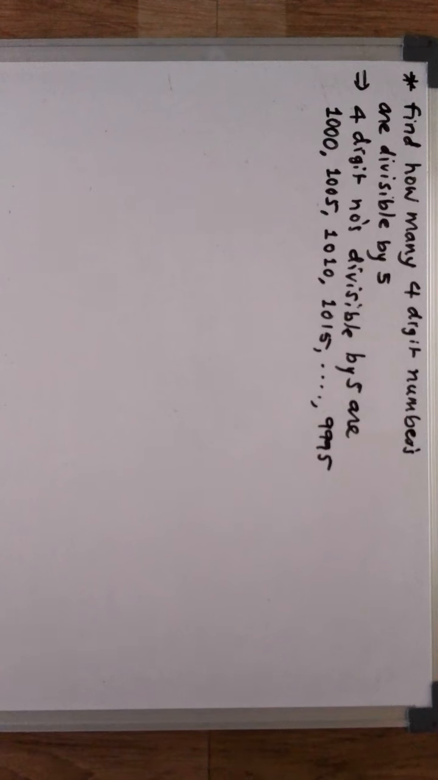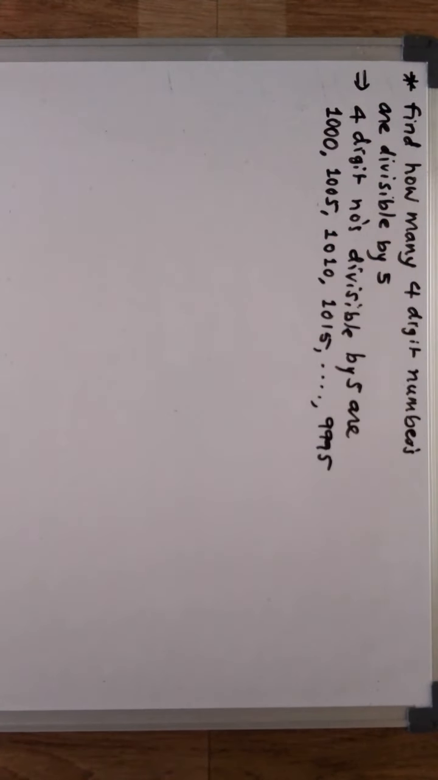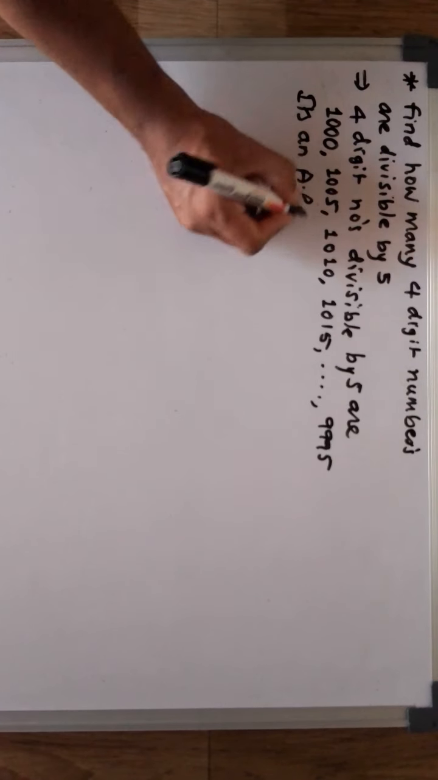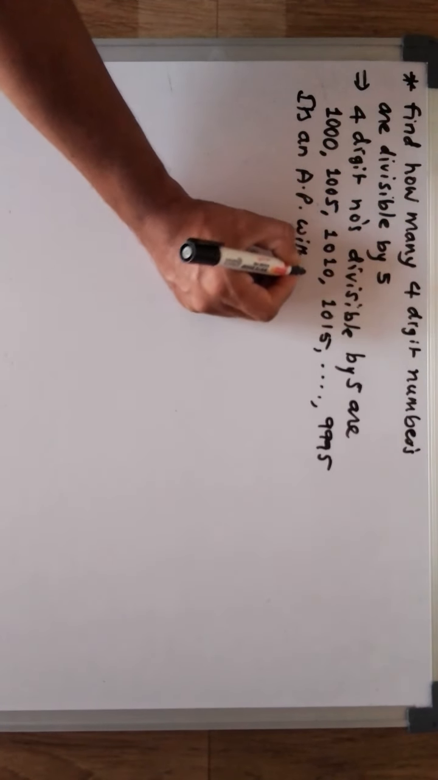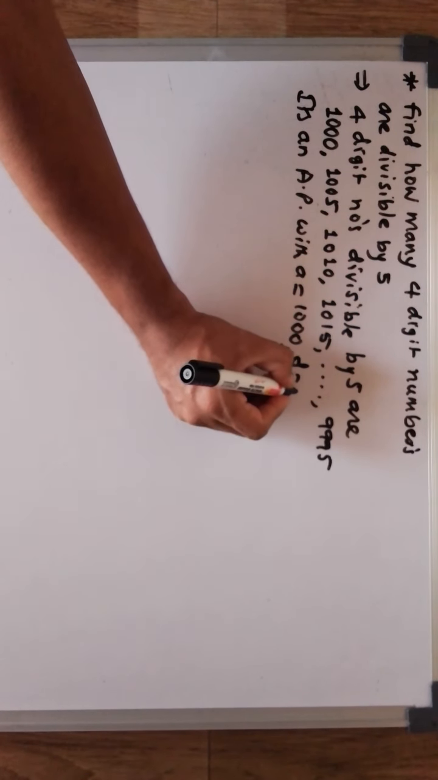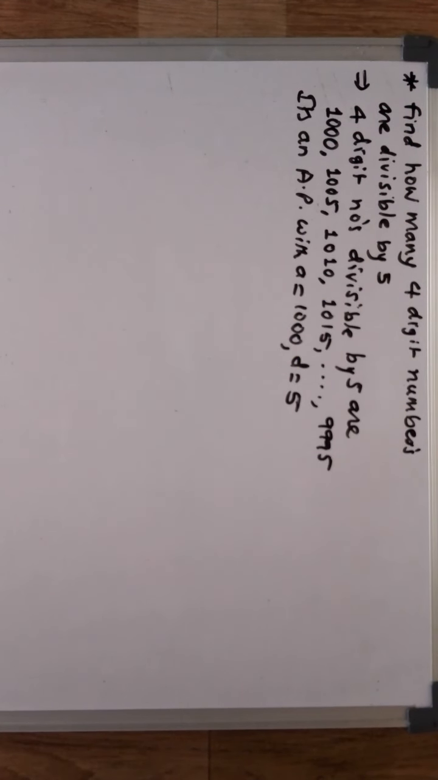Okay. Now I have to check how many numbers there are which are divisible. Right now I can see 1, 2, 3, 4, 5. So like this, how many are there? Are there 100? Are there 20? Are there 25? That number you have to count, right? So I can see here, okay, it's an AP with the first term 1000 and the common difference 5. No need to show that here, it is not required.